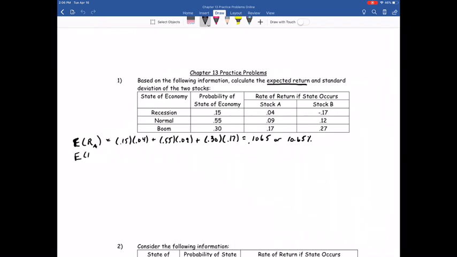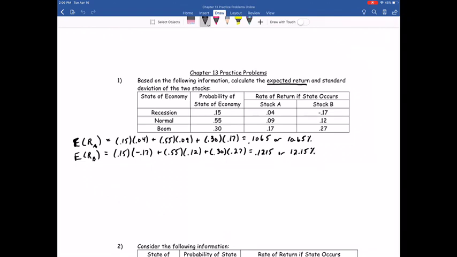Let's go ahead and calculate the expected return of stock B. So once again, there is a 15% probability of a recession occurring. In the event of a recession, stock B would provide a negative 17% return. There is a 55% probability of a normal economy, where in that economic condition, stock B would provide a 12% return, and then there is a 30% probability of a boom economy, and in that economy, stock B would provide a 27% return. We do these calculations and we get an expected return of stock B, weighting the different probabilities of the different economic conditions, to be 0.1215 or 12.15%.